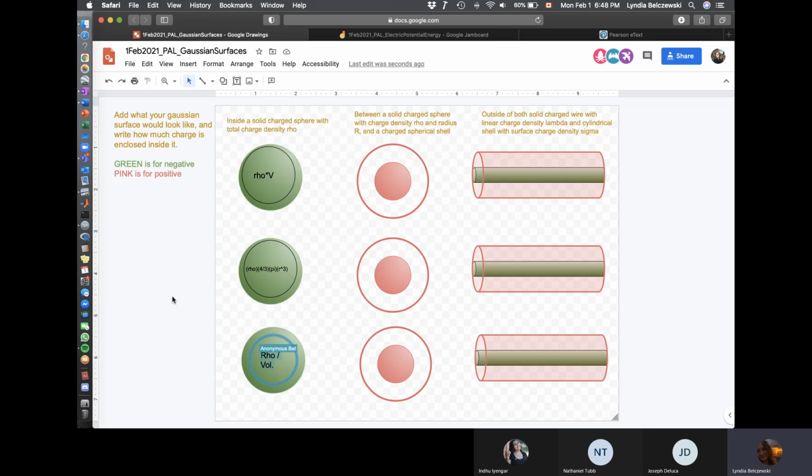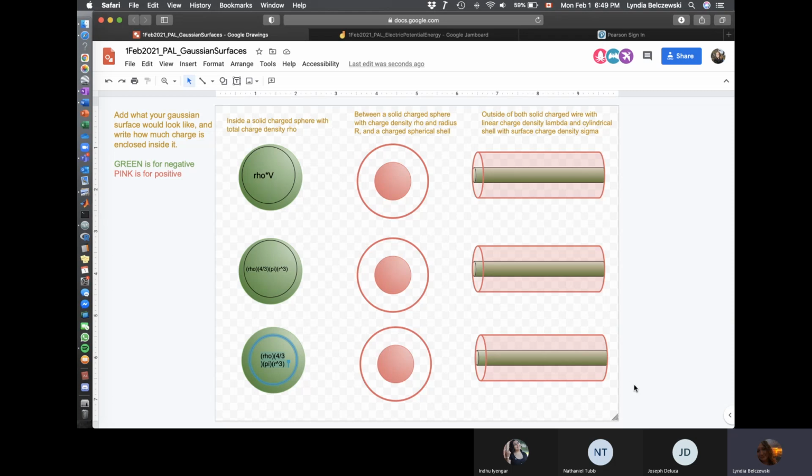Okay, we've got about 10 minutes left, and of the last two examples, the third one's probably going to be the most challenging. So let's do the cylinder one now. So we have a cylindrical shell outside of a charged rod or a charged wire. And the shell has a surface charge density, and the rod has a linear charge density, just because of the different geometry of the two objects.